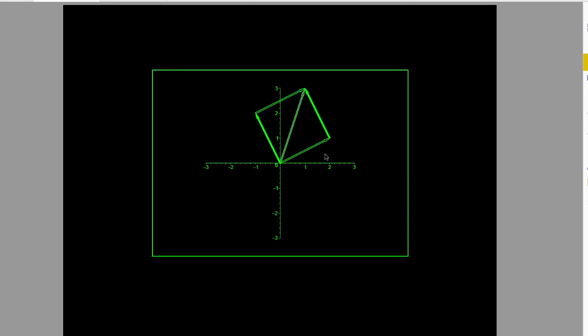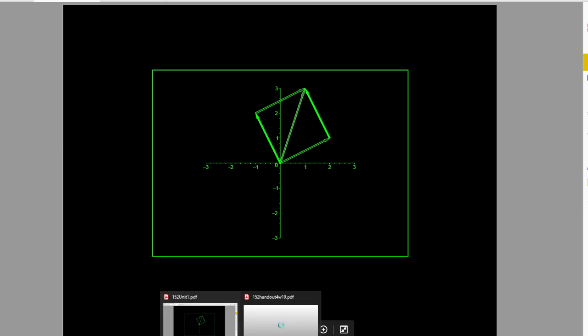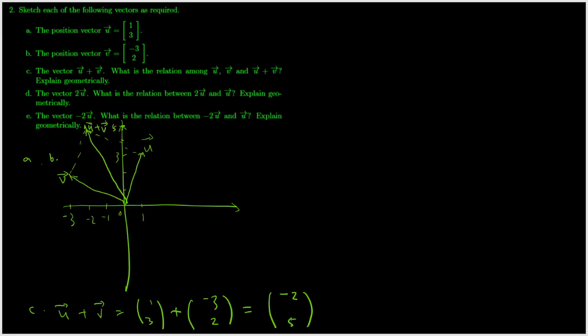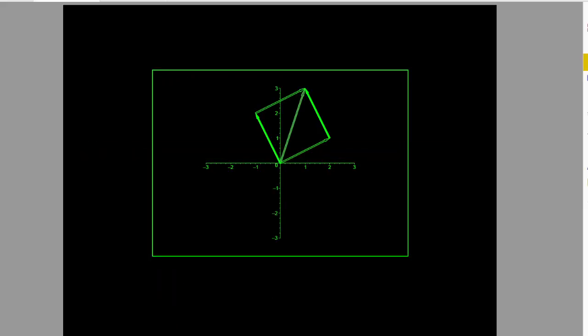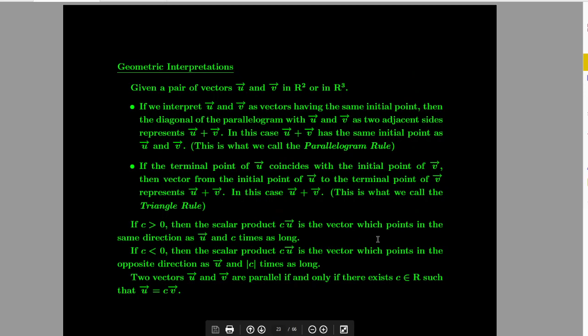I think a better sketch is that. That is the vector. Are we doing the same question? I think we are doing the same question. They are not the same question. Sorry, they are not the same question. Okay. But I will show you the description right now.